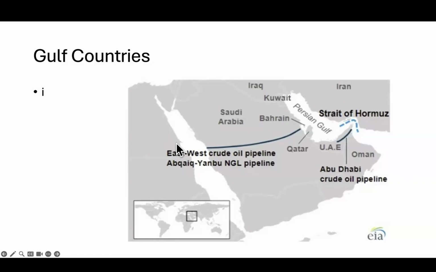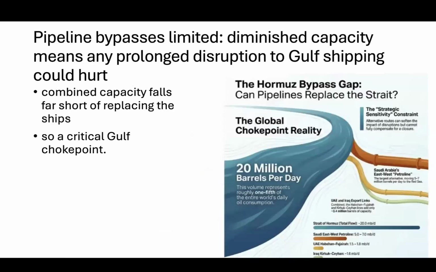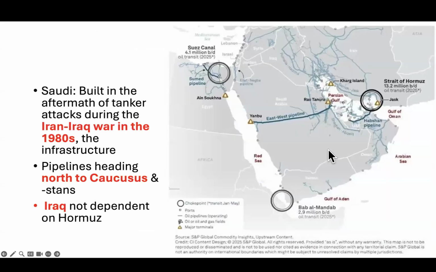And so that's just the boundaries. I like this graphic. It showed how much you really need the Strait of Hormuz. Those pipelines only take a little bit of the flow. So you can see from this graphic that the pipelines fall way short of replacing the flow of oil. This is all the pipelines in the area, and there are a few pipelines heading north to the Caucasus and to the Stans.